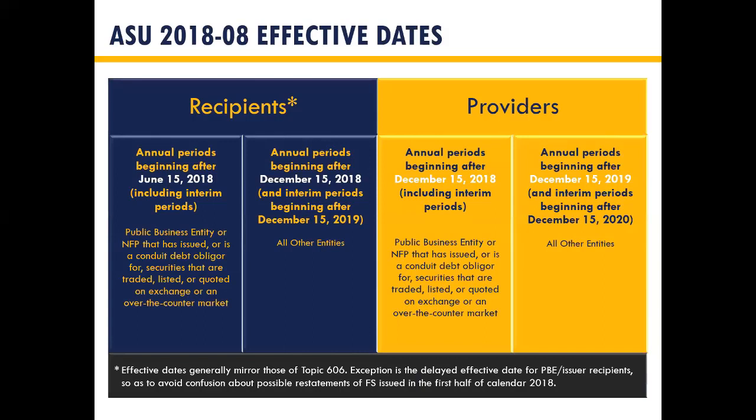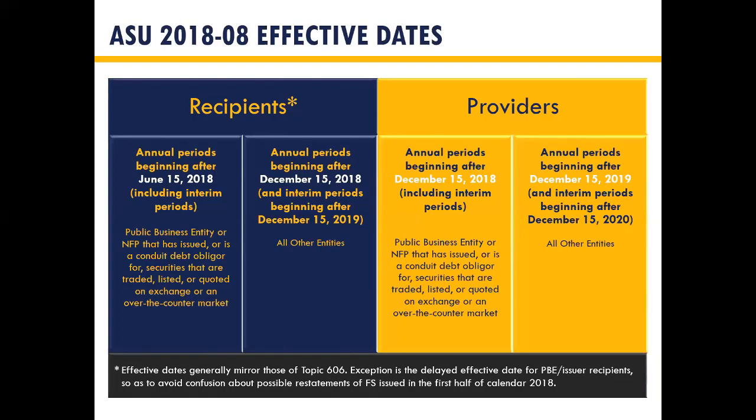So ASU 2018-08 effective dates, again, this is for contributions received and contributions made. So we really have two sides of it. We have those that are receiving contributions, which is the recipients column. And then we have providers, who are those that are making contributions. You'll notice in the first column of each of these buckets, there's an implementation date. These are going to be for public business entities or nonprofit entities that have public conduit debt. So there's a little bit earlier implementation period for those.